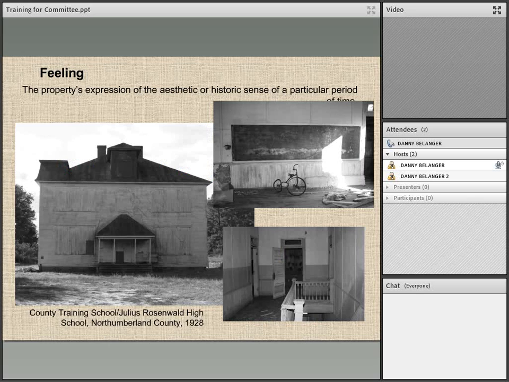Feeling is a property's expression of the aesthetic or historic sense of a particular period. Here we have a Rosenwald High School, and you'd want to ask, can you still tell this is a historic building? Does it feel like a historic building? And based on these interior photos, it certainly looks like it has integrity of feeling.